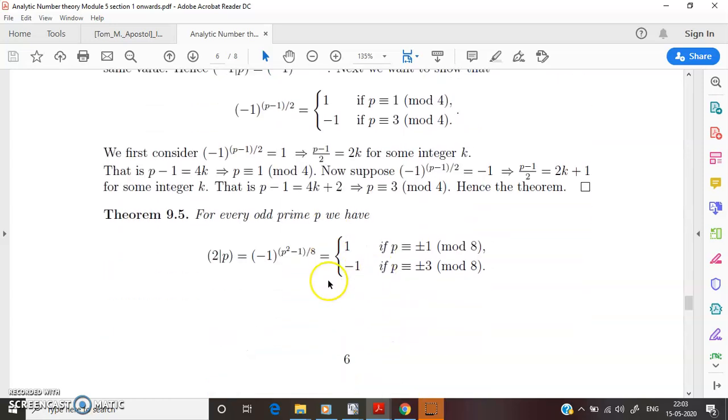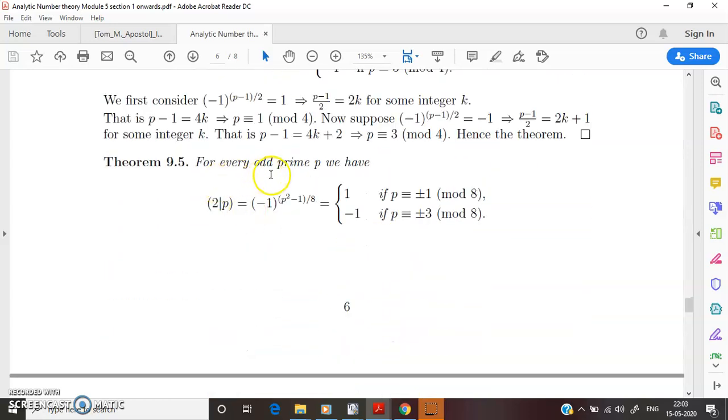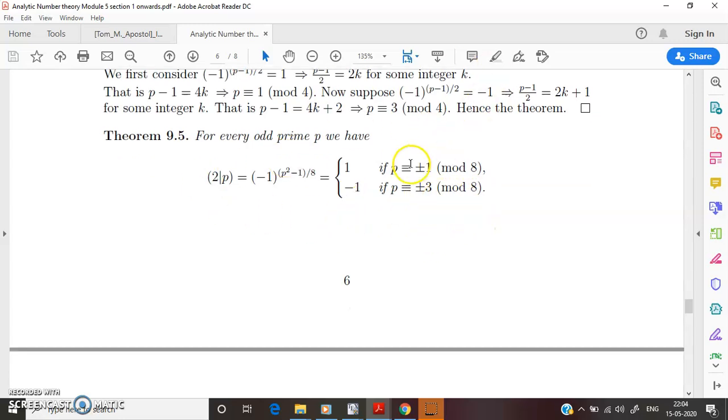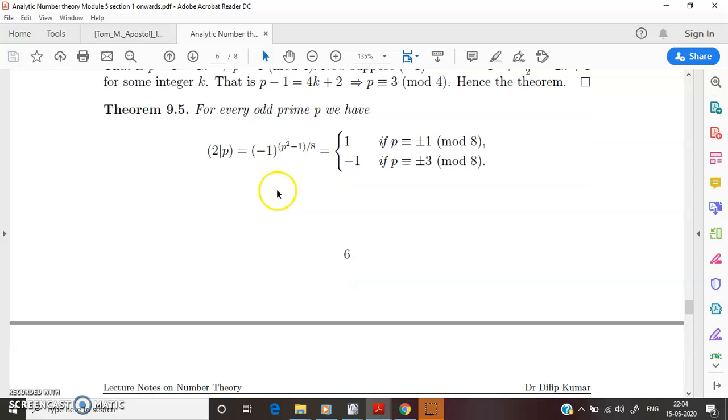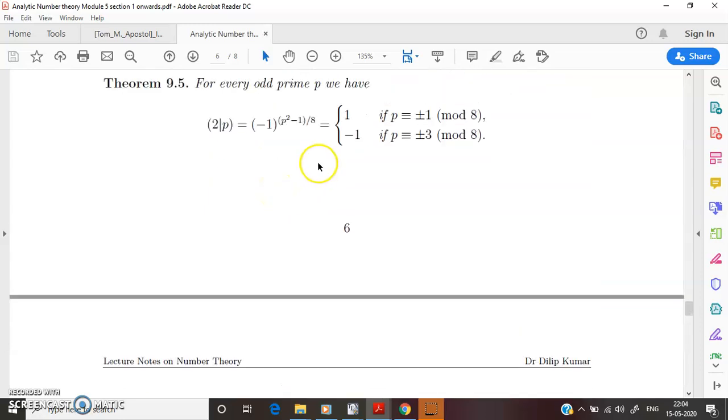Next, quickly we will see the next theorem. For every odd prime p, we have (2/p) is (-1) raised to (p square minus 1)/8, which is equal to 1 if p is congruent to plus or minus 1 mod 8, and minus 1 if p is congruent to plus or minus 3 mod 8. So this is somewhat similar, but with some difference. Let us see what is the difference between these proofs.